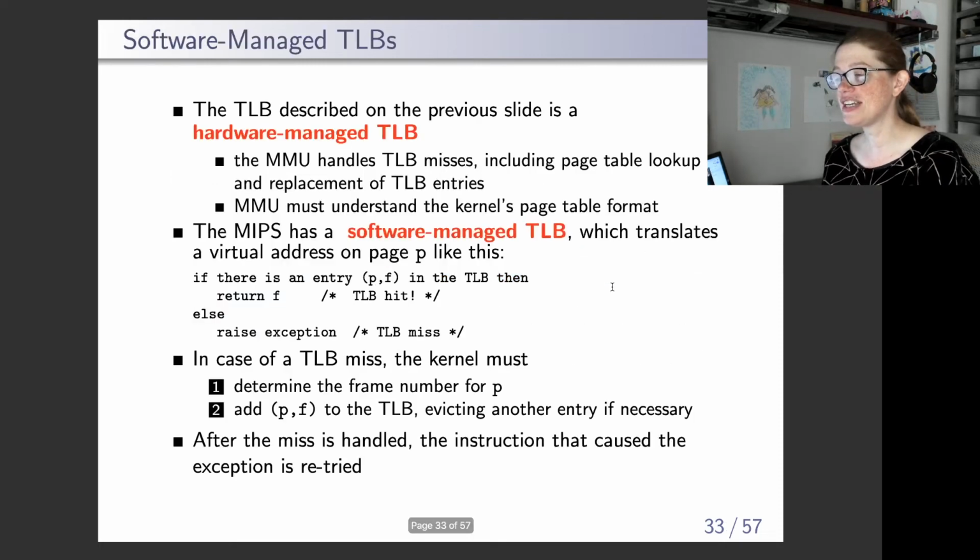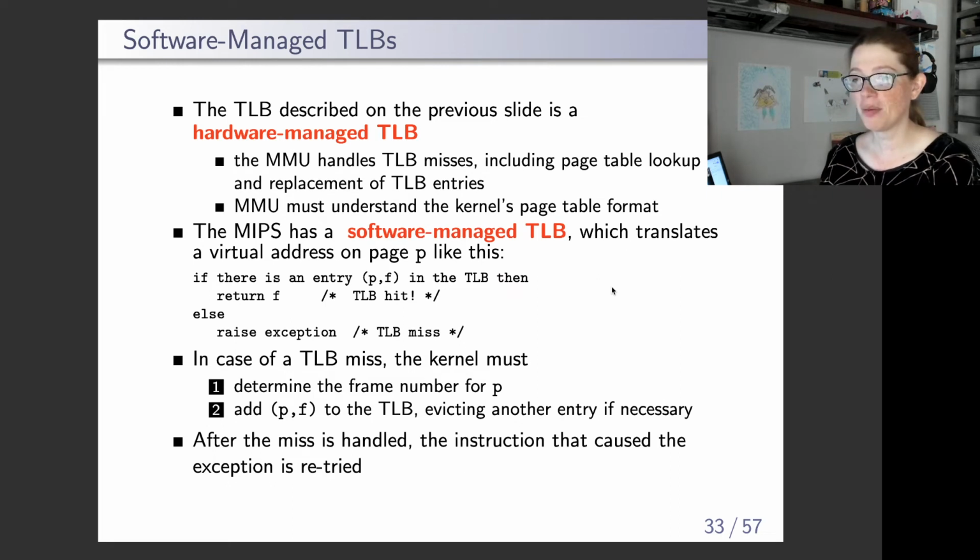So another implementation is called a software managed TLB. And in a software managed TLB, when we get a TLB miss, that is, the thing we are searching for is not in that little cache, instead of the MMU trying to solve the problem, the MMU raises an exception and lets the operating system handle the problem.